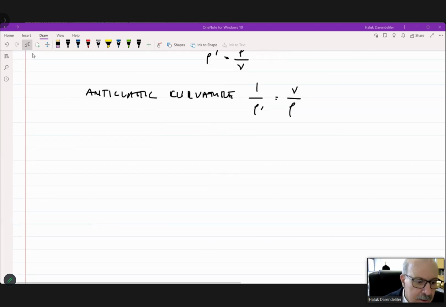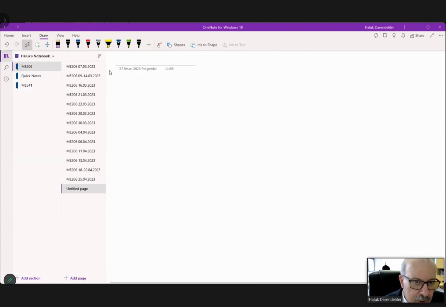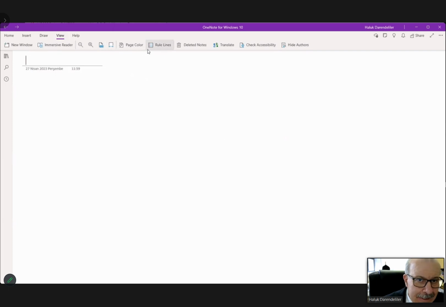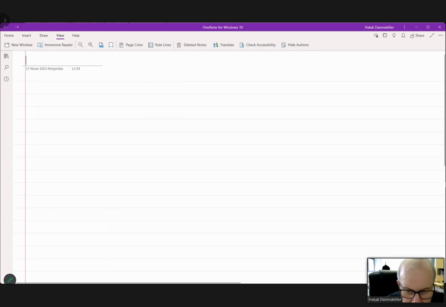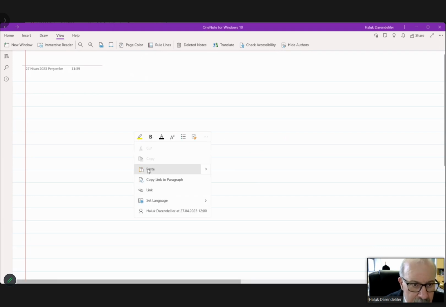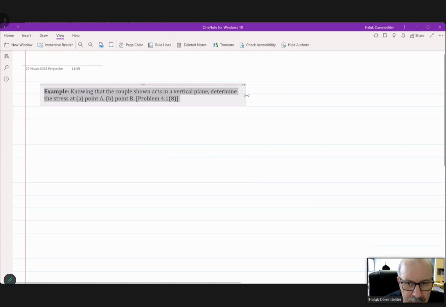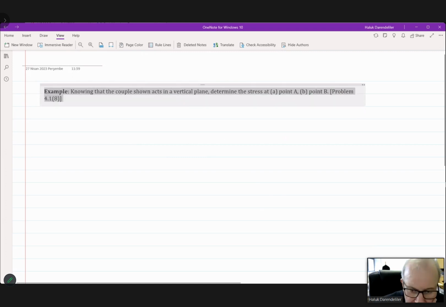Okay. Now, the problem is a very simple problem. It is problem 141, okay? But I want to solve it to make an understanding for the problem. Let me first copy the problem. Paste. Now, this is the statement of the problem. And for this simple problem, here is the figure.